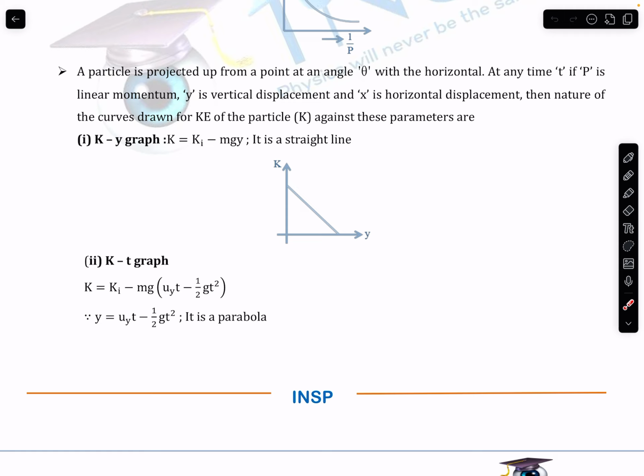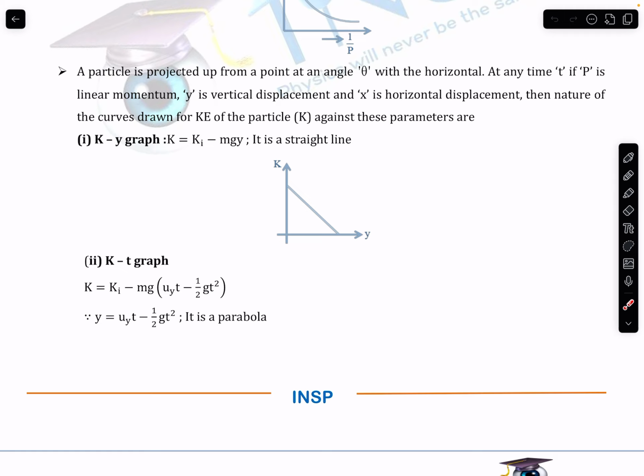Now similarly here, this is projectile motion. It's very nice, a different perspective of projectile motion. A particle is projected from a point at an angle of theta with the horizontal. At any time t, if p is the linear momentum, y is the vertical displacement, x is the horizontal displacement, then what is the nature of the curve drawn for the kinetic energy of the particle against these parameters? So the K-y graph, y is the vertical height. It's very simple. We can say v square is equal to u square minus 2gy. If we multiply by half m, we will get the kinetic energy relation.